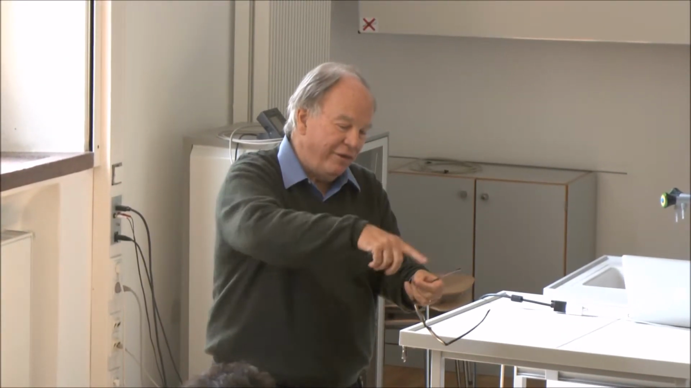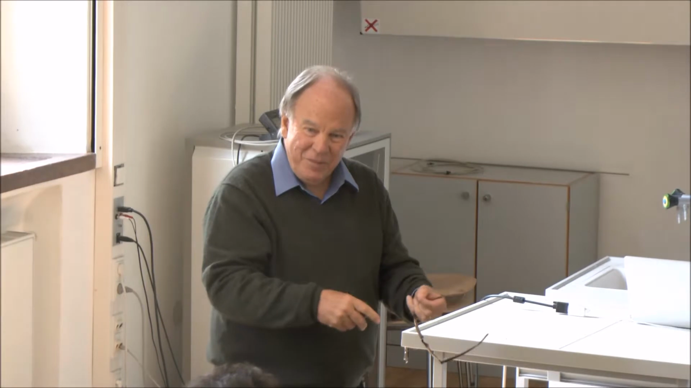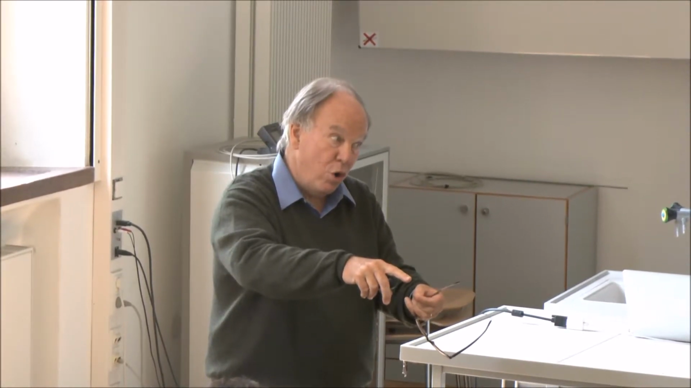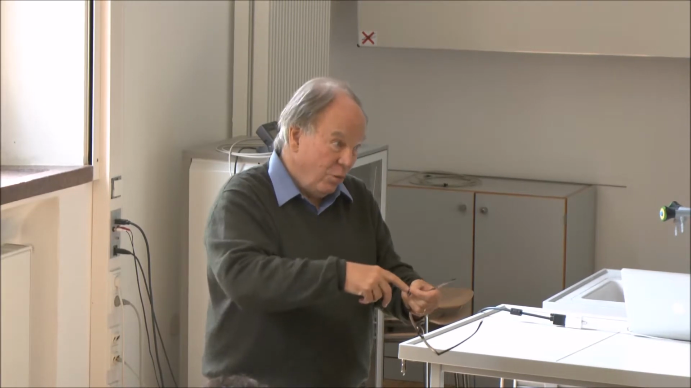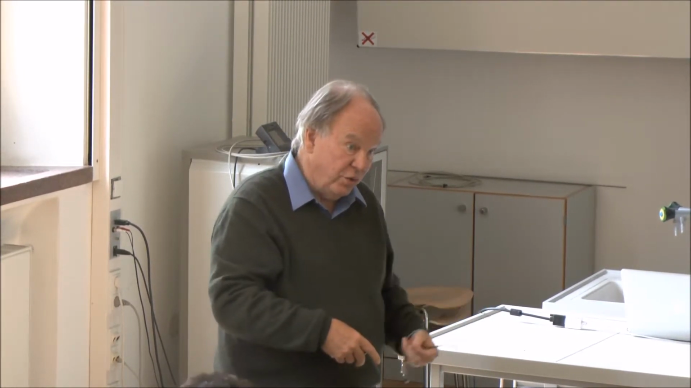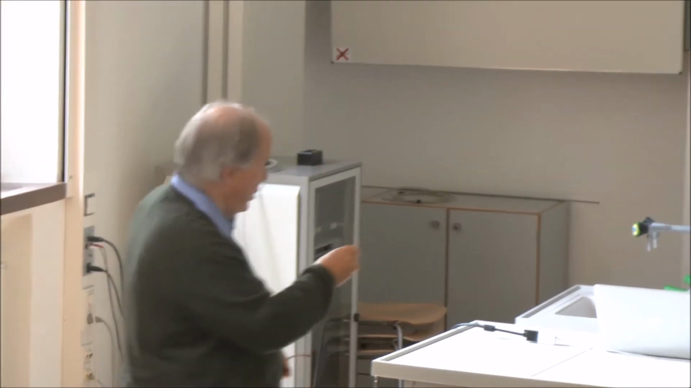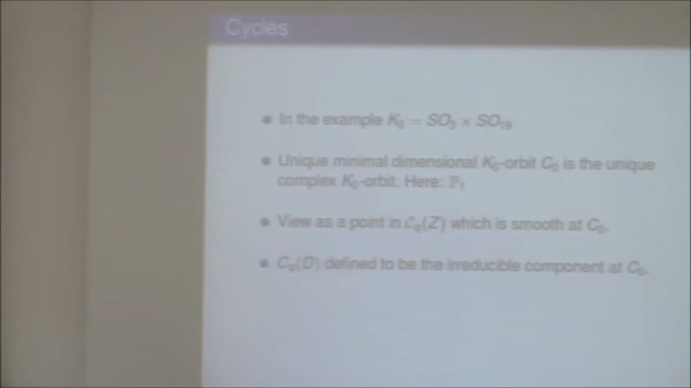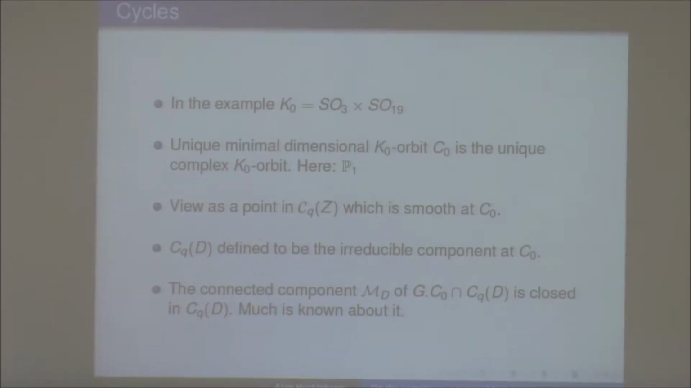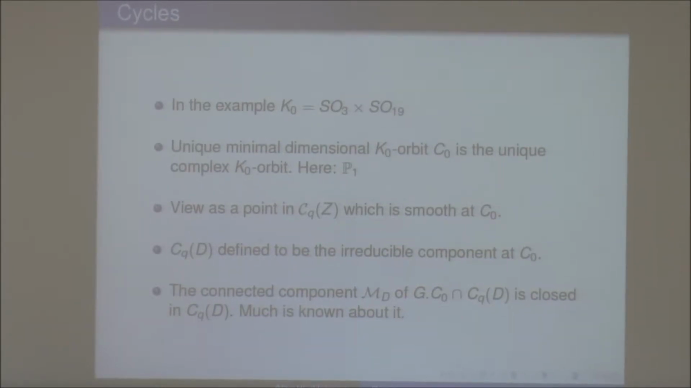It doesn't have irreducible components coming out of it, so what we can do is take the irreducible component of the cycle space which contains this point, and the irreducible component makes sense because it's smooth. Okay, so the notation I use is C_q(D) is the irreducible component. The connected component, some people call this M_D. Joe Wolf started calling this M_D. I don't know, I think he thought this was a moduli.